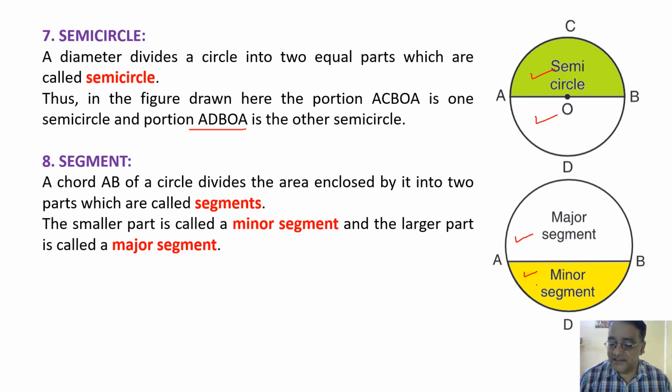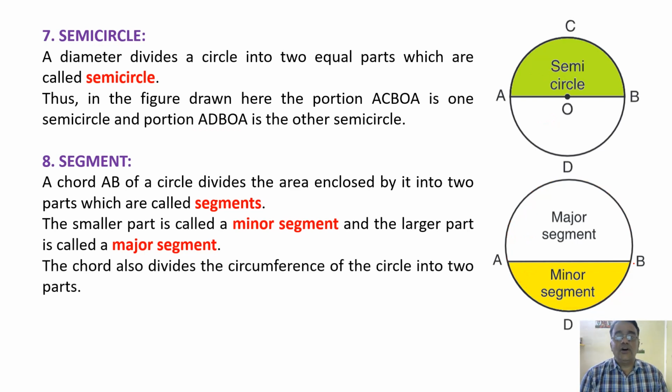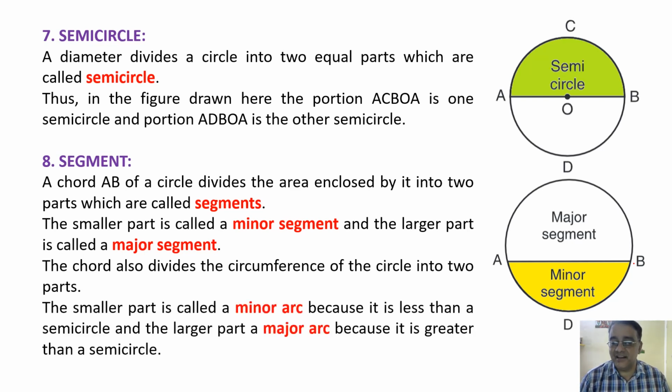The chord also divides the circumference into two parts, and the smaller part is called, see very carefully, circumference. Circumference means circular part. This is an arc. So this is major arc and this one is minor arc. The chord divides the circumference of the circle into two parts. The smaller part is called minor arc because it is less than a semicircle. It is smaller than a semicircle. And the larger part is a major arc because it is greater than a semicircle.